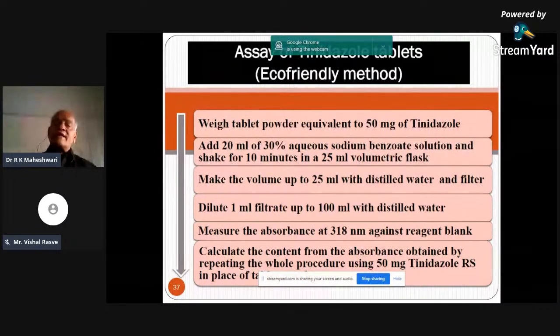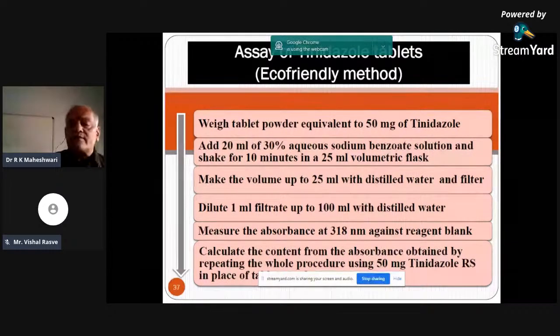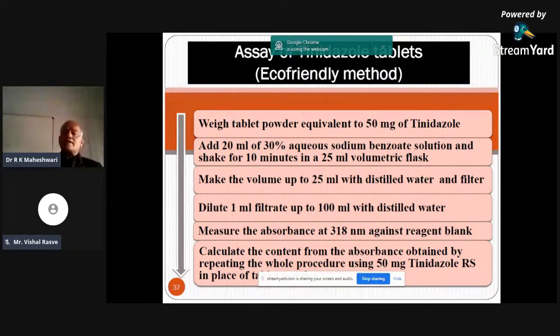Once sodium benzoate solution has been used for extraction or dissolution of your drug, further dilution is with distilled water only. So the method is very cheap. Up to 25 ml you have made the volume with distilled water, and now this is filtered to remove water-insoluble tablet excipients. Then dilute 1 ml of filtrate up to 100 ml with distilled water. Again, distilled water is used for dilution.